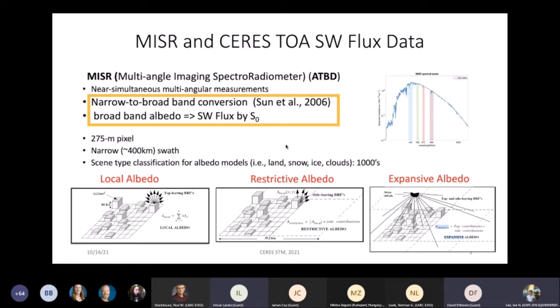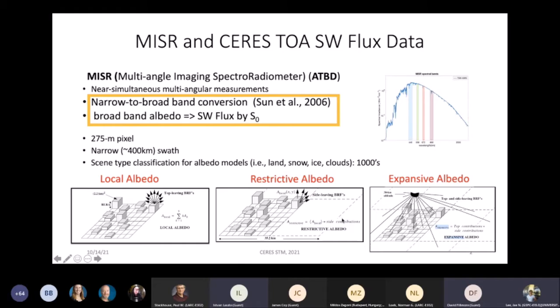MISR provides 3 different types of albedos, and MISR's arrangement of 9 cameras provides good coverage of zenith angle. The local albedo only accounts for top-leaving BRF, bidirectional reflectance factor, over a 2.2 kilometer region, and restrictive albedo accounts for top and side contributions over a 35 kilometer domain. And expansive albedo has a viewpoint at 30 kilometer height. It accounts for all the areas expanding a few hundred kilometers for integration.